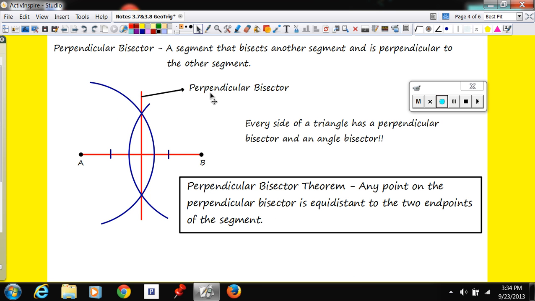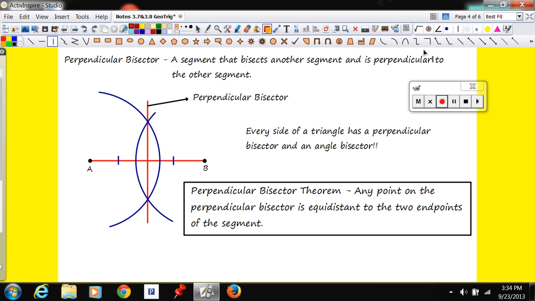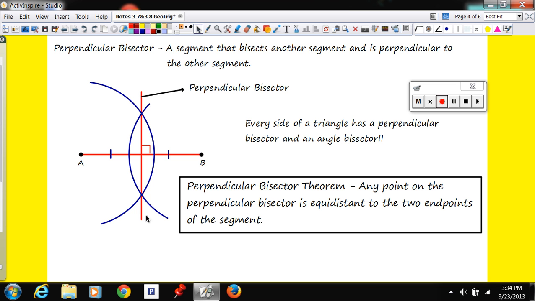A perpendicular bisector is a segment that bisects another segment and is perpendicular to the other segment. We make the fish to make the perpendicular bisector. That means I made perpendicular lines. I can take my little box and I can put a little perpendicular mark right there, and I can put 2 tick marks because it cuts it exactly in half. So we know that if we draw this construction, then it's going to cut the segment in half and it's going to be perpendicular.